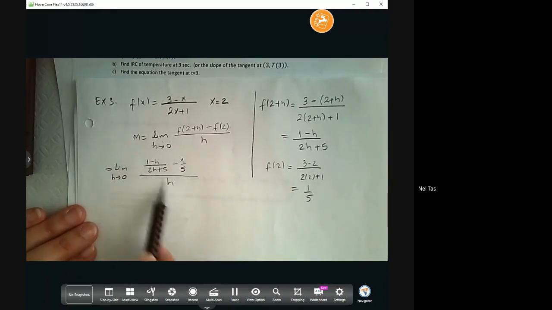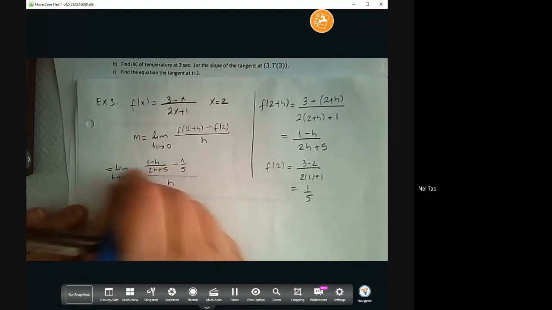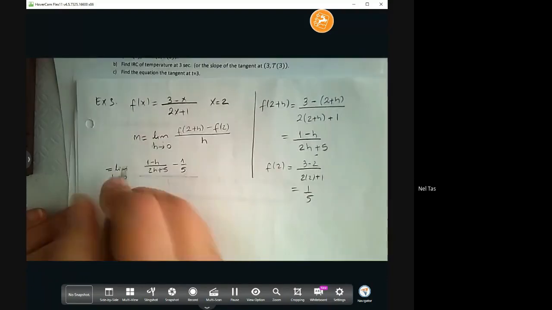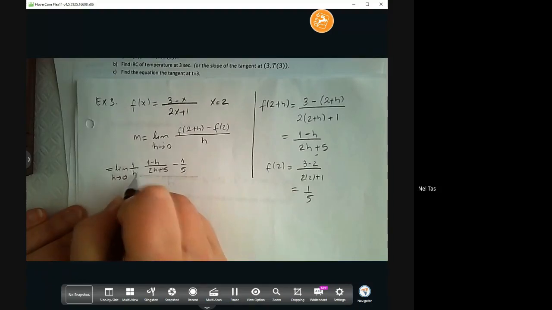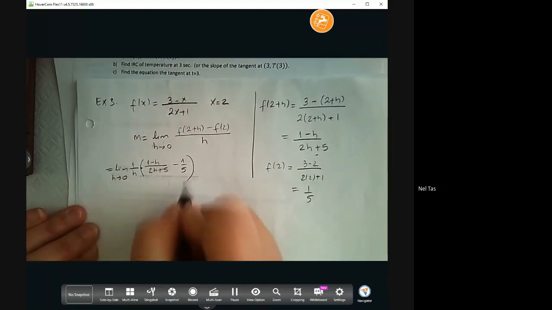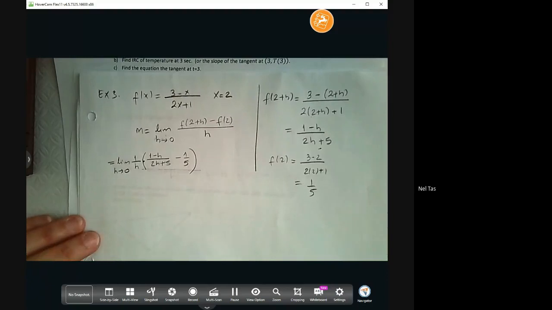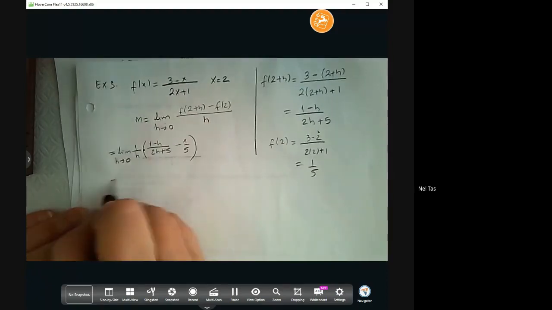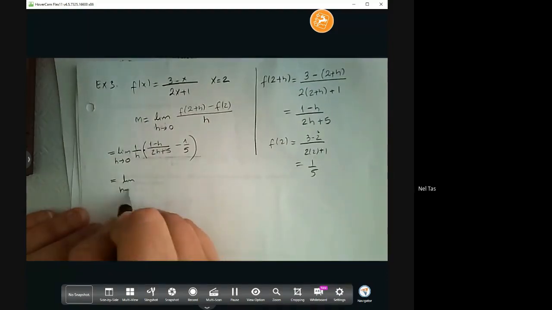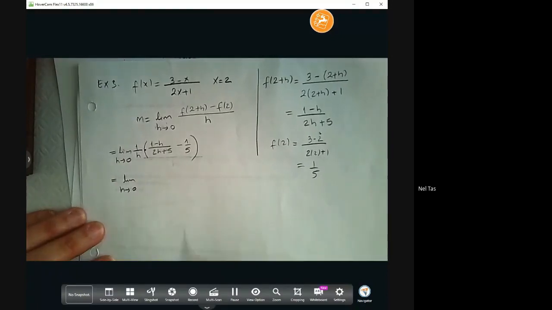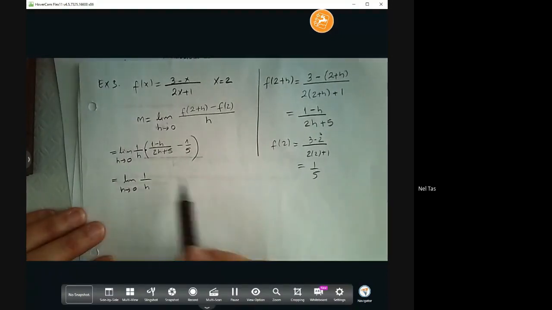So there are too many fractions here. Sometimes it may be harder to deal with it. So my recommendation is take this h and put it in front as 1 over h. Okay, so limit as h approaches 0, 1 over h.